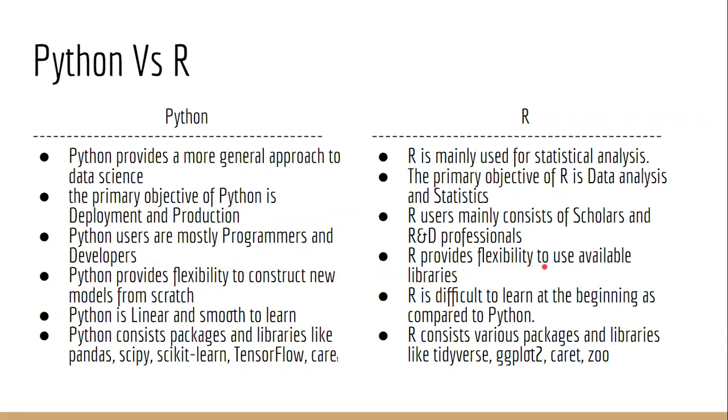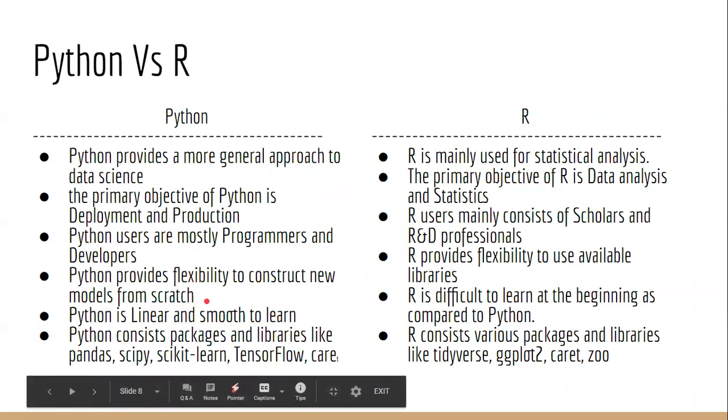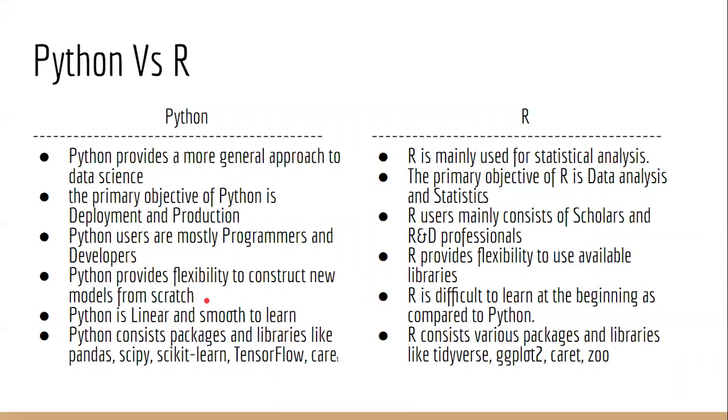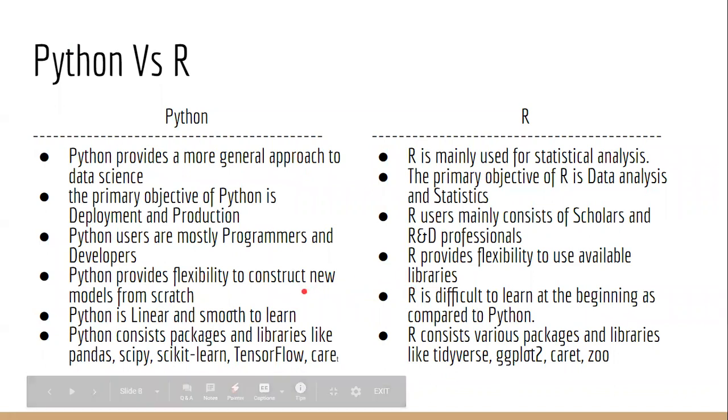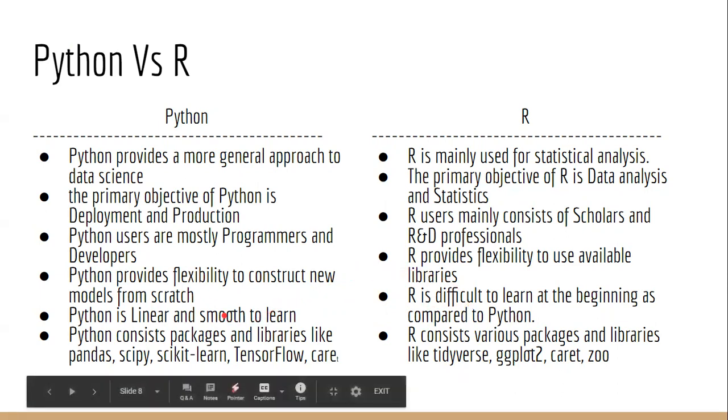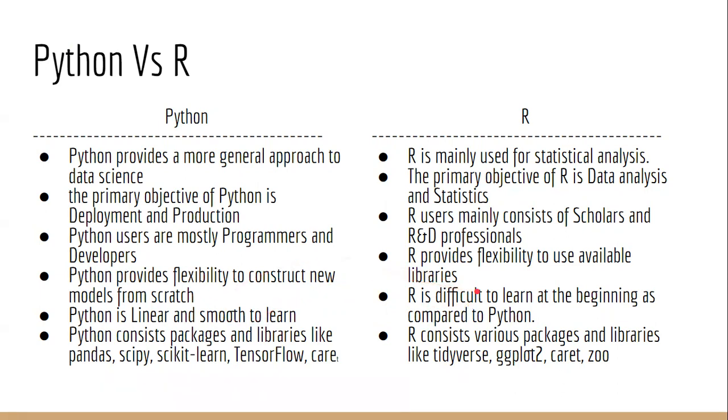R provides flexibility to use available libraries, whereas Python provides flexibility to construct new models from scratch. Make sure that when you are dealing with models, training them, you can do it in both R and Python. But there are some limitations you have to keep in mind: what you can do with R, what you can do with Python, what you cannot do in R but can do in Python. What you cannot do in Python can be done in R.